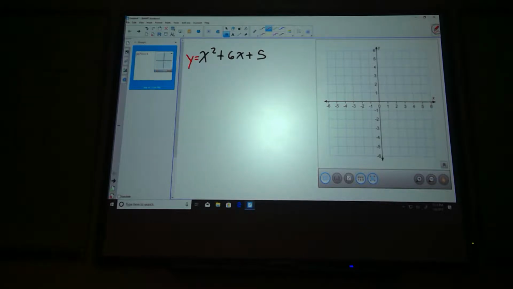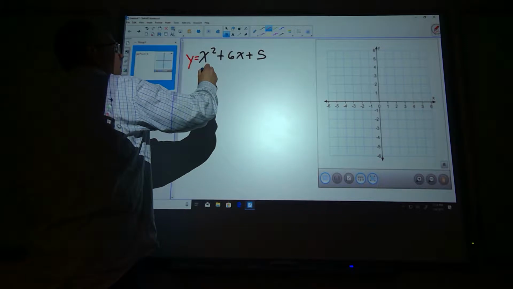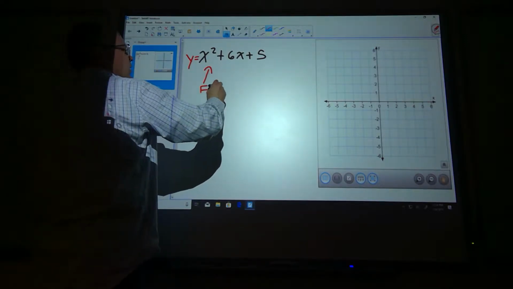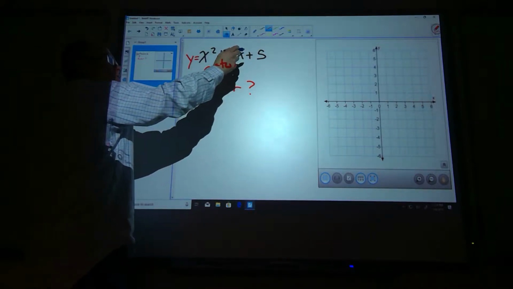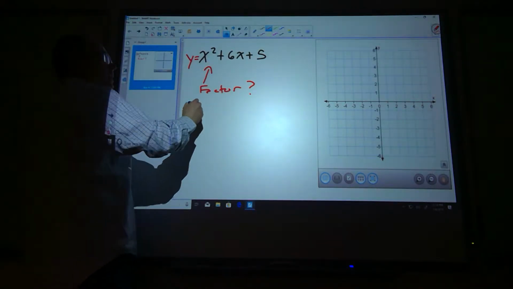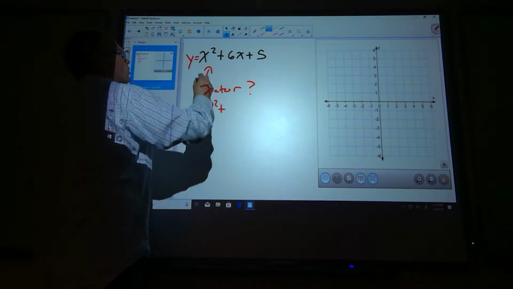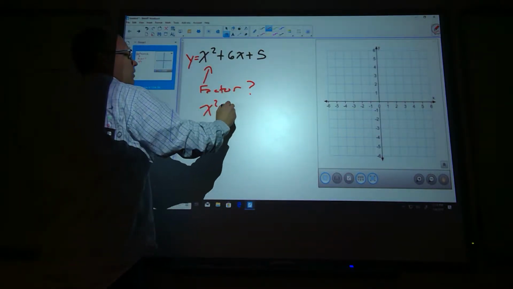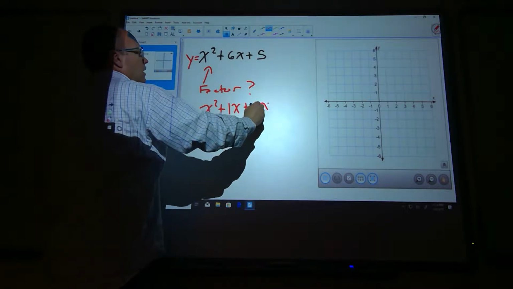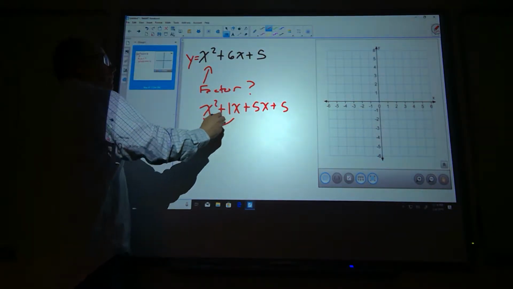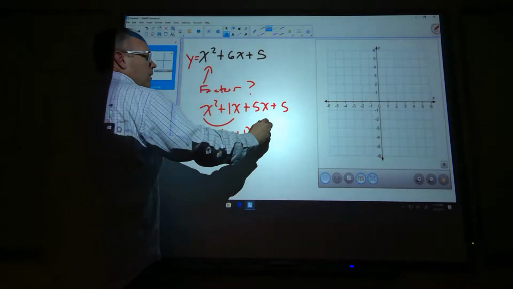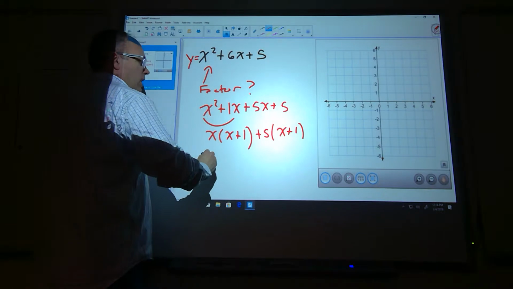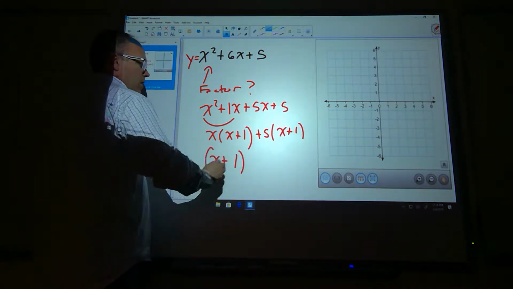So a few things about this problem before we answer questions. Some of you might see that, hey, can this factor? Let's see, my magic number is 5. Factors of 5 that add to 6. 1 and 5, right? So this will factor to x plus 1, x plus 5. Factor that out, x plus 1, and then that's a 5 and x plus 1. And so then it factors to this.